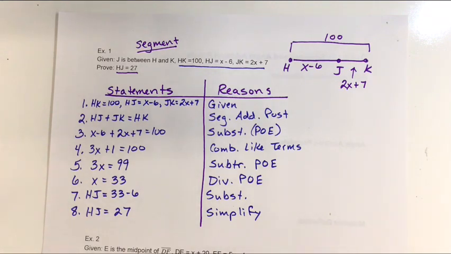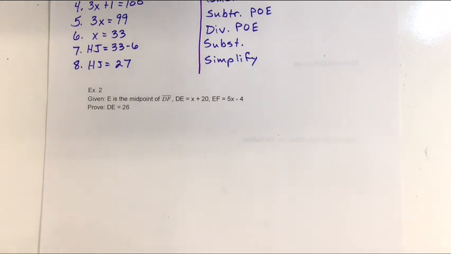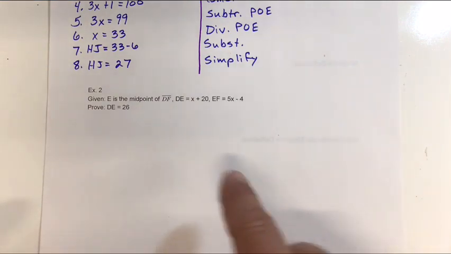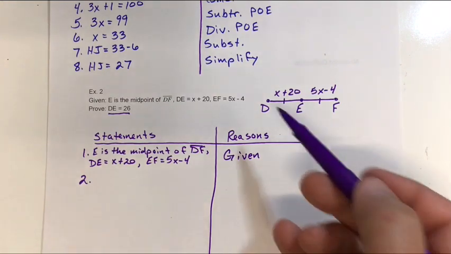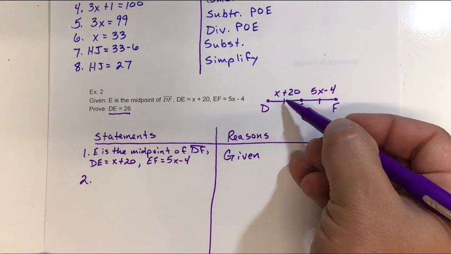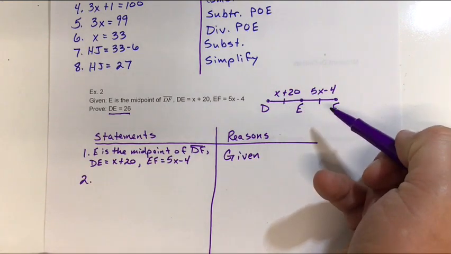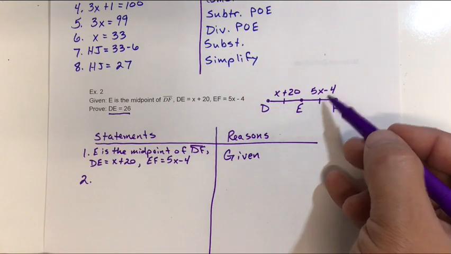I'm going to go through the beginning parts of this, and then I'm going to have you try and finish it on your own. I'm actually going to pause the video and fill in some information to save some video time, so you'll need to pause it and copy it down. When we set up this example, it should look like this to start. We want to draw out our segment. E is the midpoint of DF, so it is in the middle, and we can mark the two parts congruent. And then they tell you DE is x plus 20, and EF is 5x minus 4.